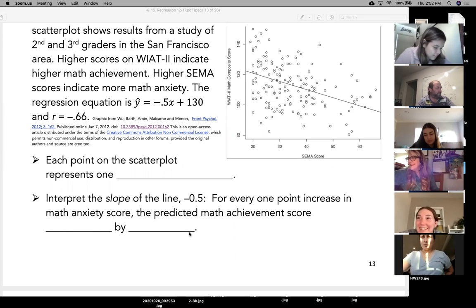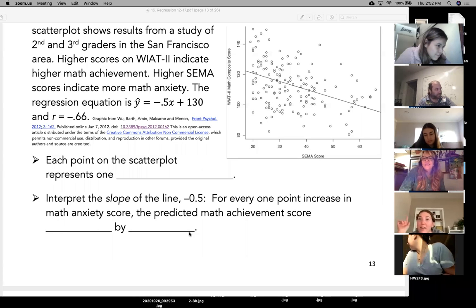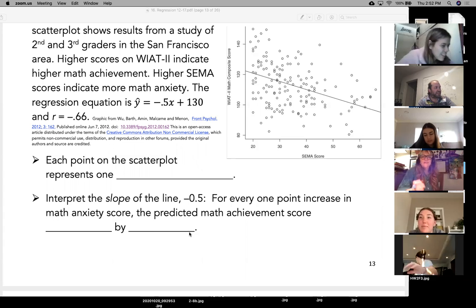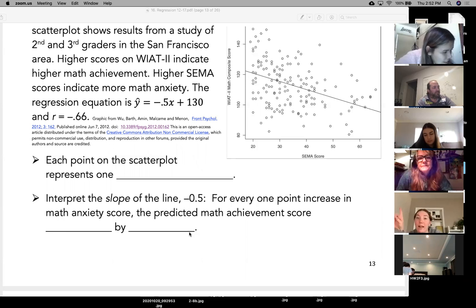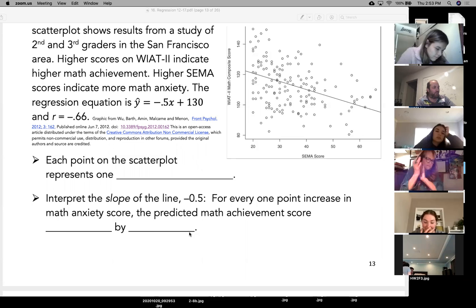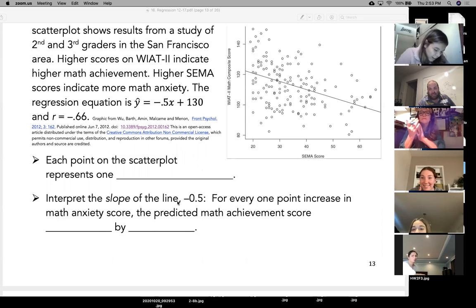Go for it. Okay, so the slope is rise over run. So as anxiety scores go up, the math achievement scores will negatively go down 0.5. So as the anxiety scores go up by how much? By 1. By 1, math scores will decrease by 0.5. That was awesome. Angela, you need to answer my text message now, okay? And that was perfect.